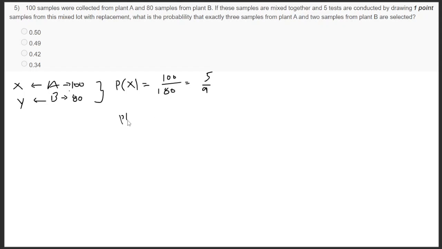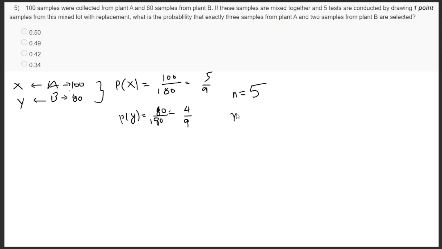P of Y is equal to 80 by 180, which is equal to 4 by 9. So this is the probability of getting A from the lot and the probability of getting B from the lot. Total means the mixed lot. Now what they are asking is that 5 samples are drawn. Five trials, or 5 samples, are drawn out.